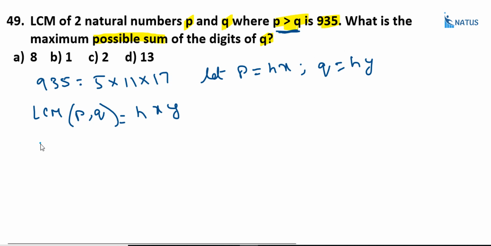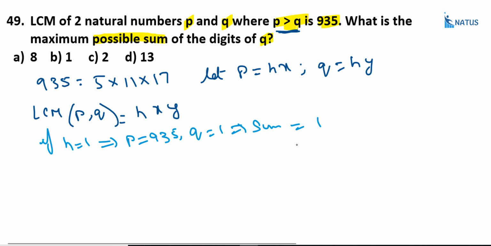Suppose h is equal to 1, then what happened? If h is equal to 1, the product of p and q must be 935, and p is greater than q, so p is equal to 935 and q is equal to 1. Now, what is the sum of these two digits? The sum is equal to 1 only. Only one digit is there.